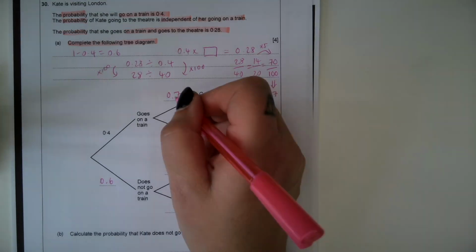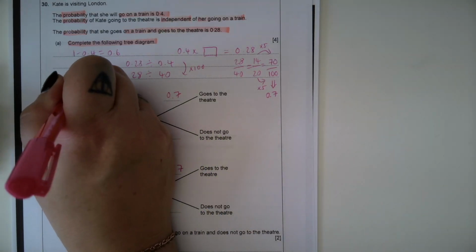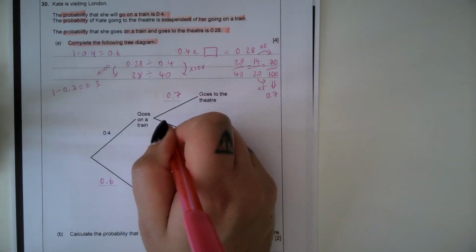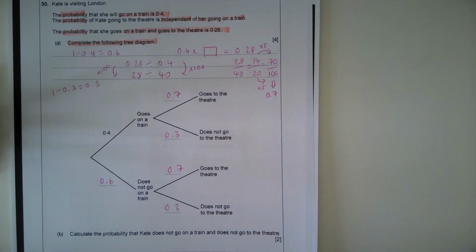Okay. Probability that she does not go to the theatre, well, probabilities sum to 1. So 1 subtract 0.7 is 0.3. So the probability of not going is 0.3. And we've completed our tree diagram.